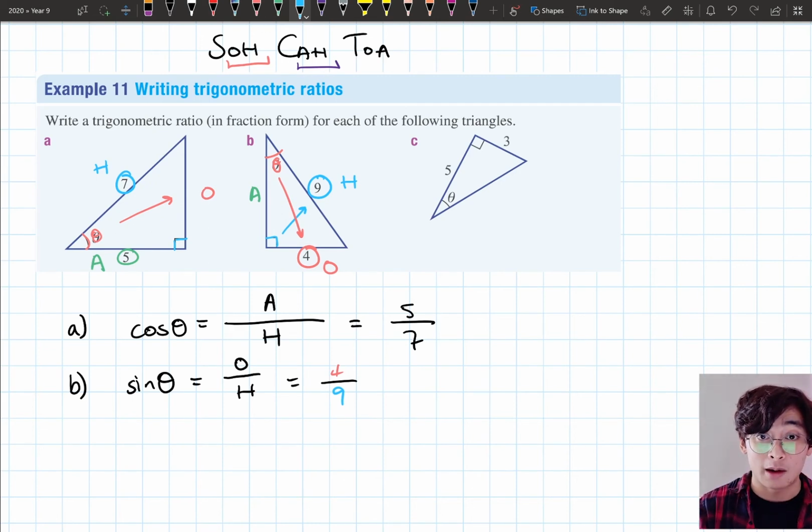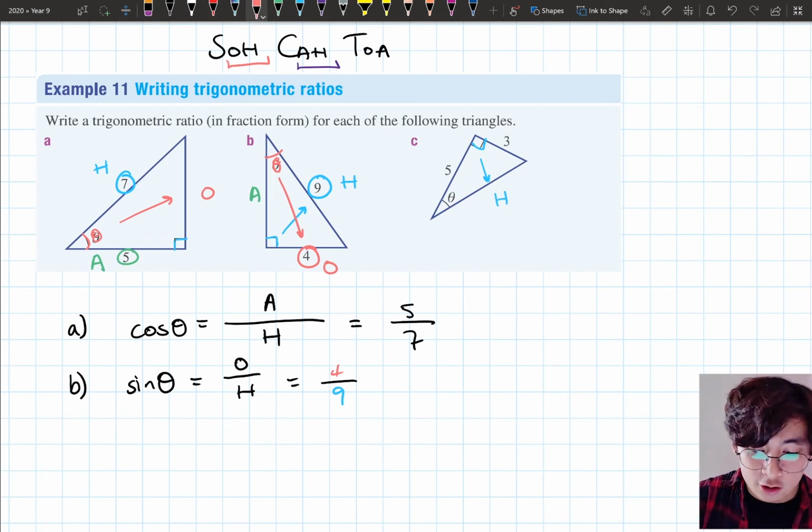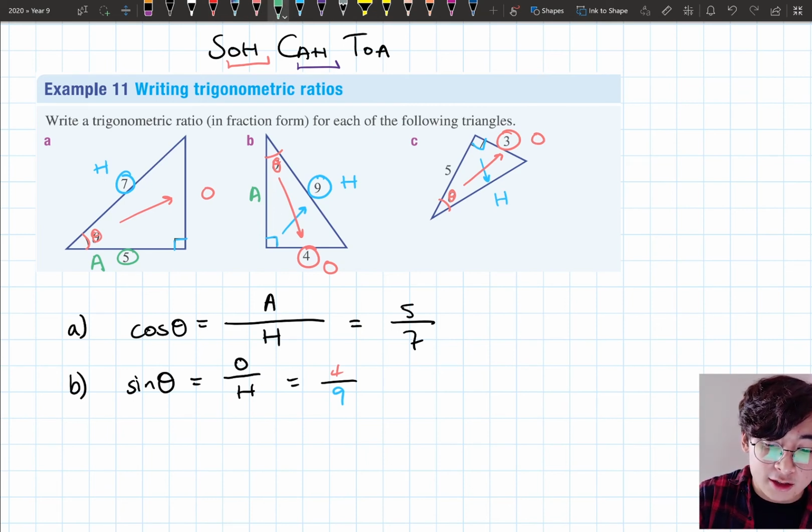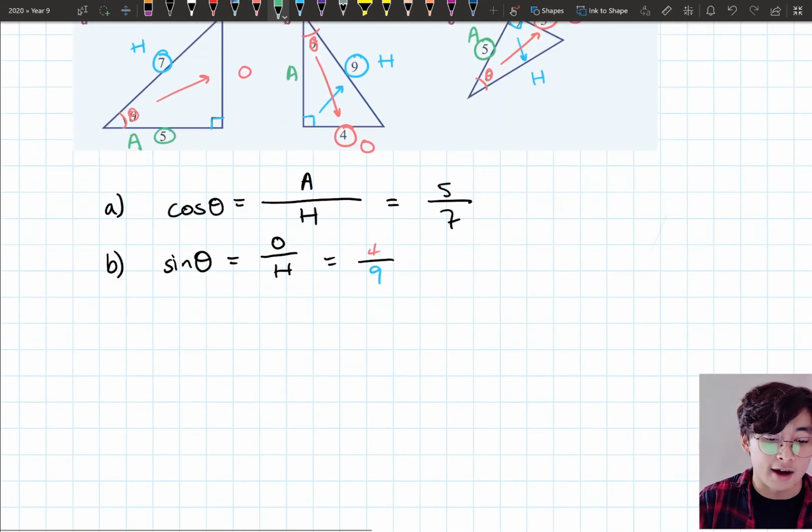Okay, last example. First step, label our sides. Which one is the easiest one to label first? My hypotenuse. So I'm going to go to my right angle, go across, that's my hypotenuse. Oh no, I don't have a value for my hypotenuse. Okay, next side is my opposite side. I'm going to go to my angle theta. I'm going to go opposite it. This side 3 is going to be my opposite side. And the final side is my adjacent side, which is just the side that I'm left with. So my adjacent side is just going to be 5.